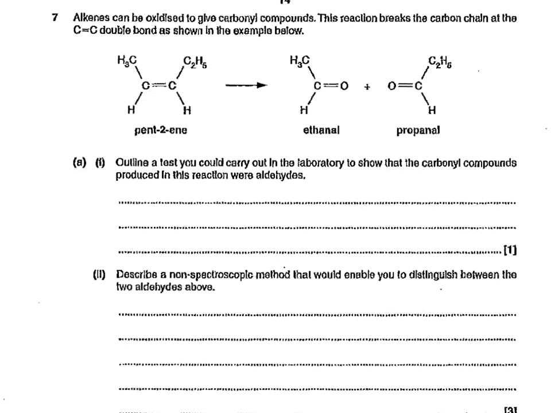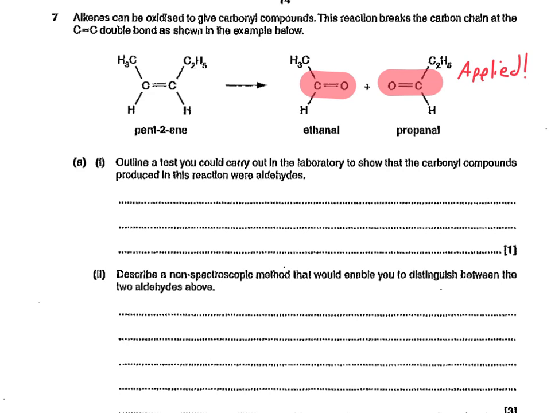Then it says alkenes can be oxidized to give carbonyl compounds, and this reaction breaks down the carbon chain at the C=C double bond as shown in the example below. So this is obviously an applied question because this reaction is not on any A-level syllabuses, but they're giving you a little bit of information and getting you to deduce something from it. So you can see clearly that you've now got carbonyl compounds because you have C=O bonded directly to either carbon or hydrogen but nothing else.